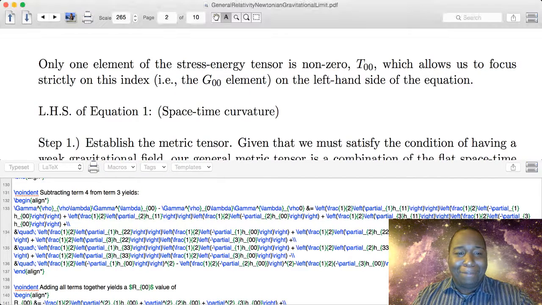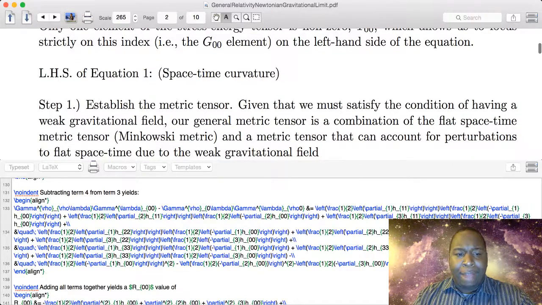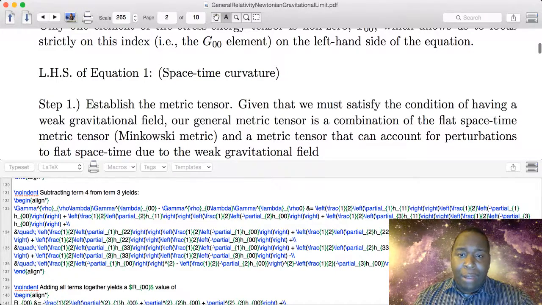All right, and so we end up starting off with looking at the left-hand side of the equation, which in this case is going to be the middle equation we saw earlier with the Ricci curvature tensor and everything. And so we started the problem off by establishing the metric tensor, which basically is going to allow us to define the coefficients of an equation that will allow us to determine the distance between 2 points or 2 events within our space-time.